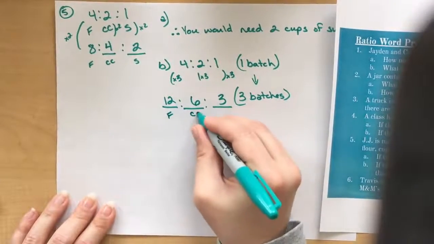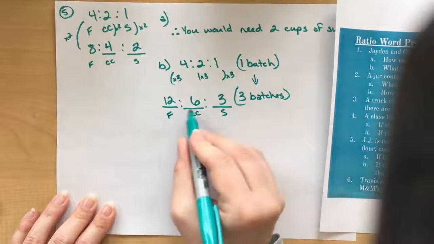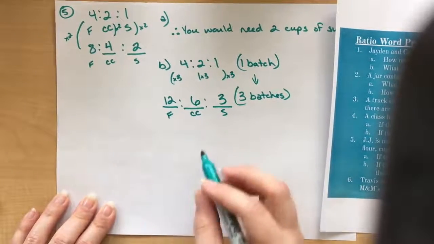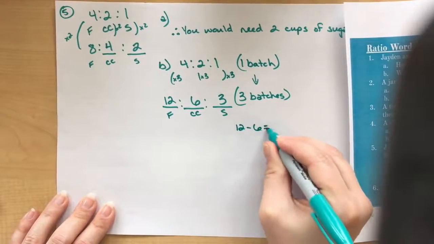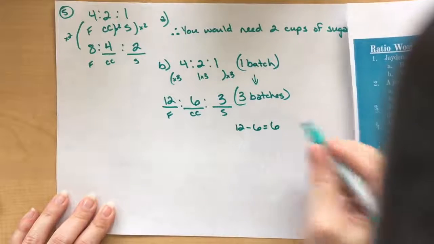The question is asking though, how many more cups of flour would they use than chocolate chips? So remember, that was flour, that was chocolate chips, that was sugar. How many more cups of flour are there compared to the chocolate chips? So I'm using that 12, take away the 6 to see what the difference is there. That's going to be 6.